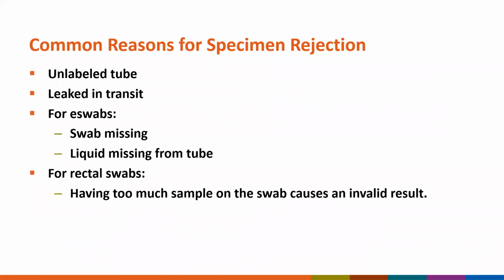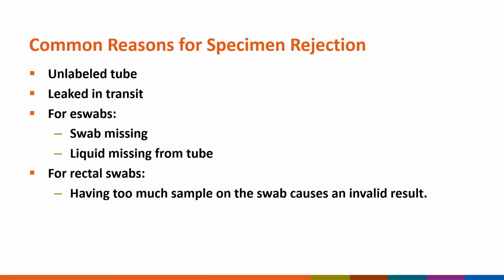So some common reasons for specimen rejection. The biggest one, as I've already mentioned, is an unlabeled tube. But sometimes the e-swabs specifically may leak in transit if they're not closed properly. And also for e-swabs, if the swab is missing from the tube, so sometimes people will swab the patient and then just swirl the swab in the liquid and then discard the swab. We need the swab in the tube.